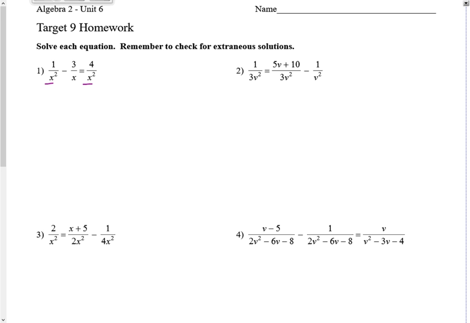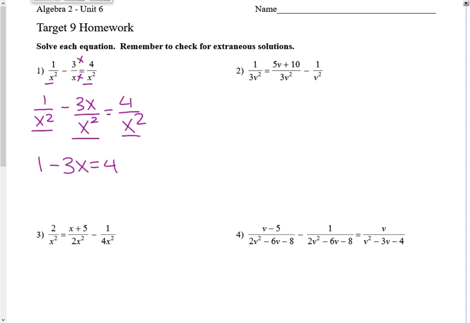in two of my fractions, but I only have x in my third. So I'm going to multiply this middle fraction by x over x so I can have the same denominator for all three fractions. Remember, when we multiply our fractions, you always have to multiply the top and the bottom. Once we have a common denominator for everything, we can just concentrate on our numerator. So we're going to rewrite this as just 1 minus 3x equals 4.